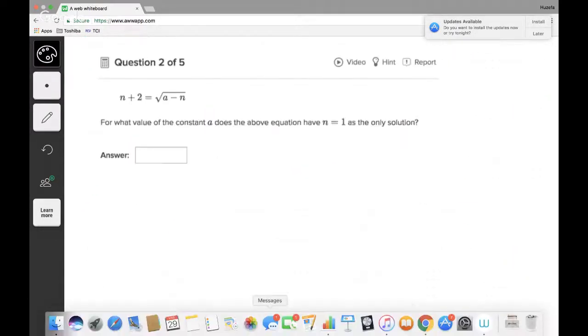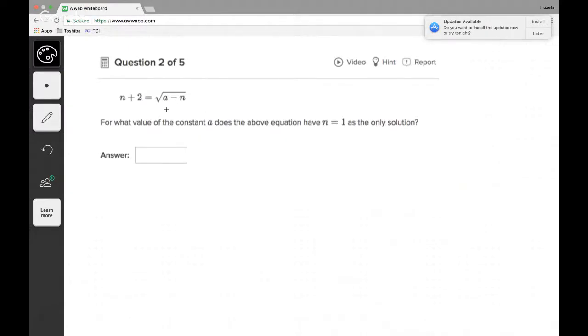Okay. We got n plus 2 equals square root of a minus n. For what value of the constant a does the above equation have n equals 1 as the only solution? Interesting. All this means is, all they're doing is plug in n equals 1 for this equation and solve, and then you're going to get your solve for a. That's all it is. It sounds confusing, but that's really it.